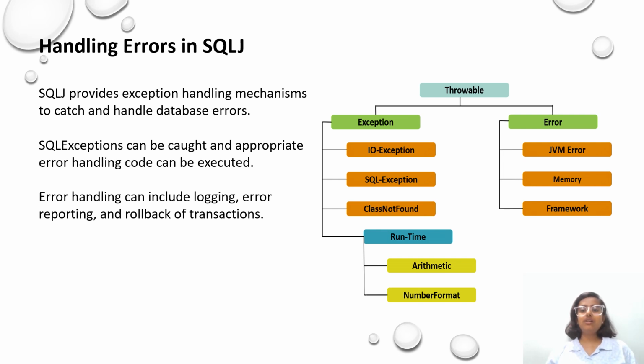Throwable has exceptions and errors. In exceptions, there are IO exceptions, SQL exceptions, and class not found. The other one is runtime exceptions, like arithmetic or number format. Under Throwable, errors include JVM errors and memory errors.